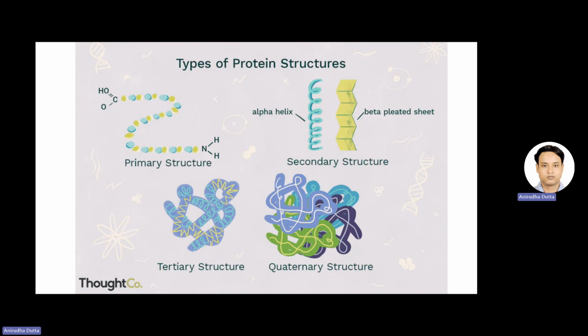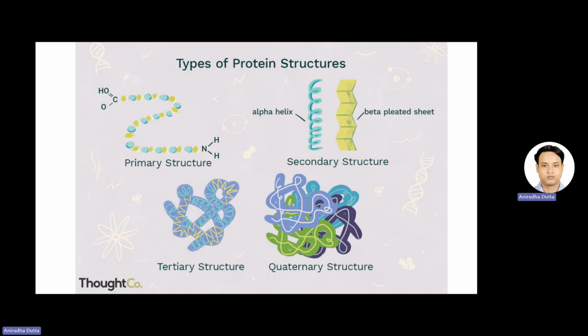In a normal scenario, we try to keep native conditions. Native condition means a condition that is as close as possible to the living cell, so that the protein doesn't get denatured. And after the purification, we get a folded protein.